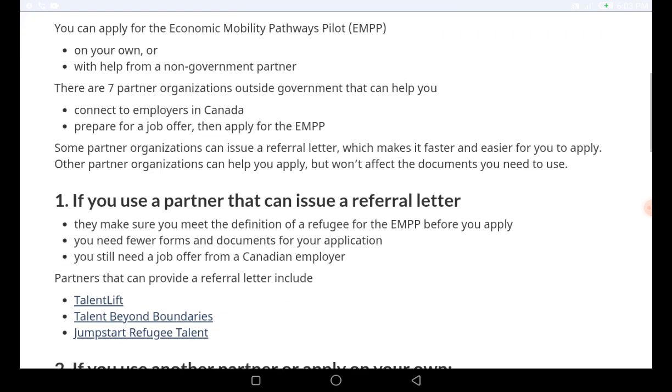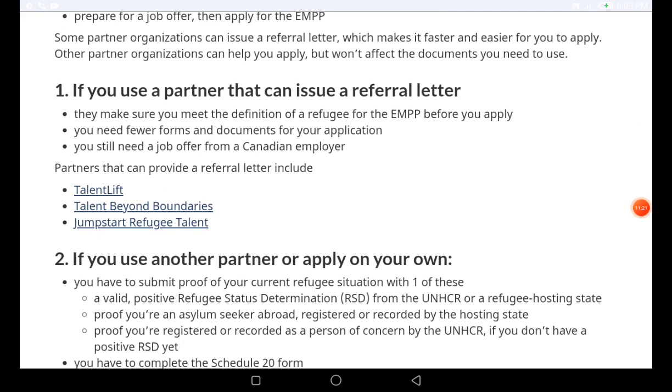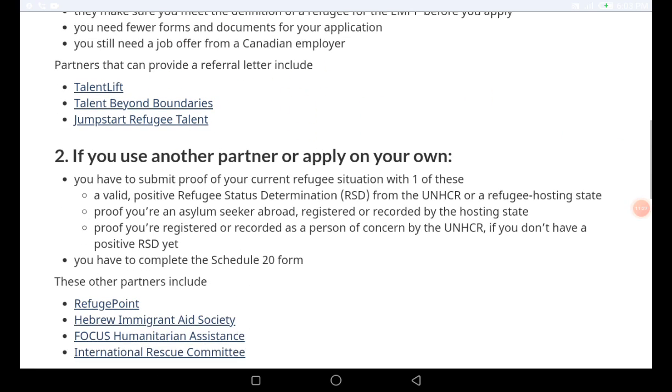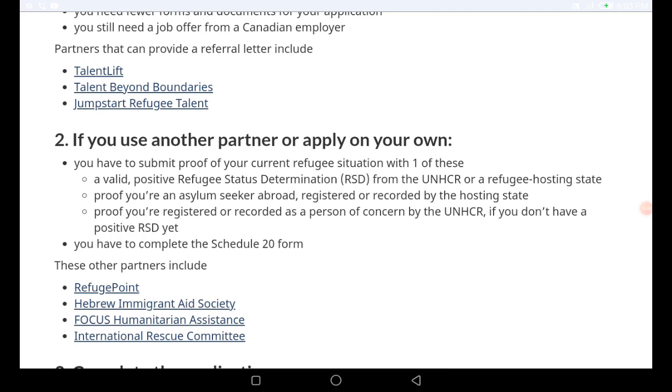Okay, first, if you use the partner that is listed here, you must make sure that you get the referral letter from them. This will make the process more seamless. And if you use another partner or you apply on your own, you have to submit proof of your current refugee situation with one of these listed here. That is, you must provide a valid positive refugee status in the hosting country. Okay, so we've listed that, and you have to complete the Schedule 20 form.